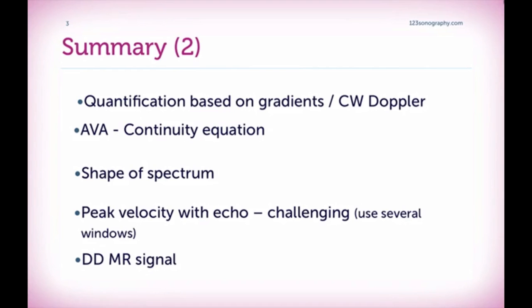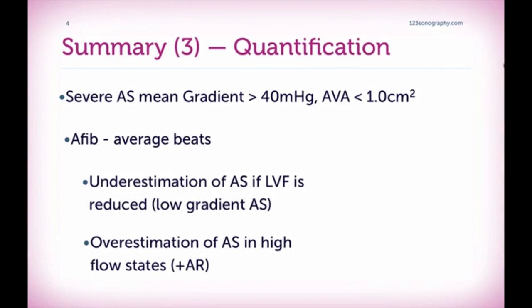Finally, watch out for the mitral regurgitation signal, especially if you have a medial jet, which might be mistaken for an aortic stenosis systolic jet. Severe aortic stenosis is defined as a mean gradient above 40 and an aortic valve area below 1. If we have patients with atrial fibrillation, we have to average the beats, also in other arrhythmias.